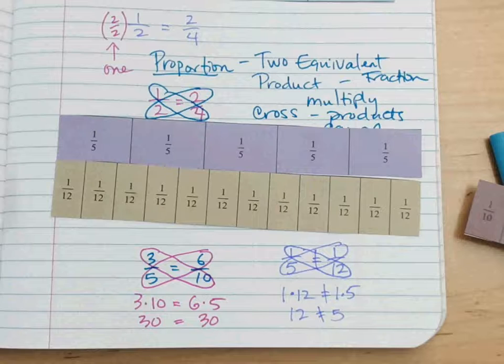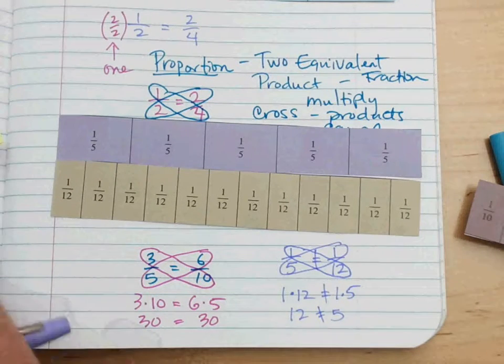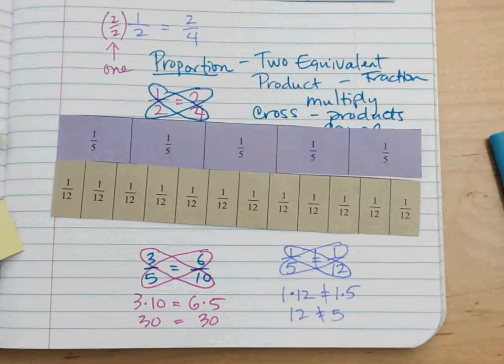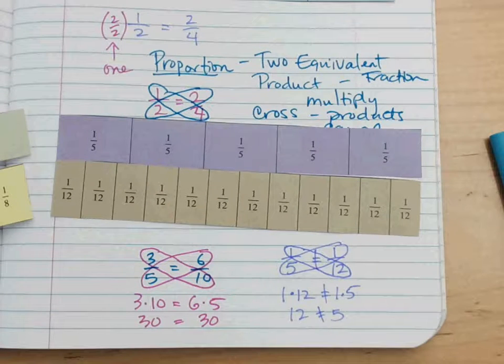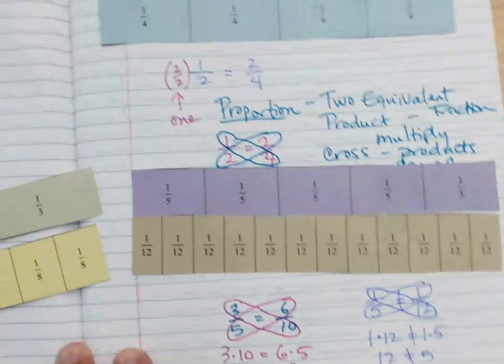Can anyone else tell me, using your fraction pieces, any other fractions that are equivalent to each other? Just grab one strip and another strip. Your favorite 2 strips. Tell me what they are. We're all shy. Okay, I'll start you out.